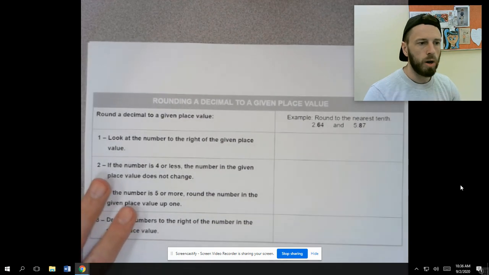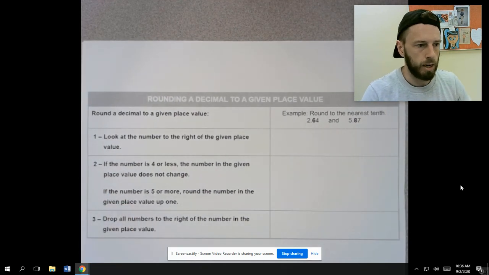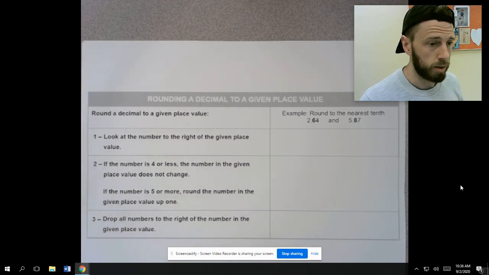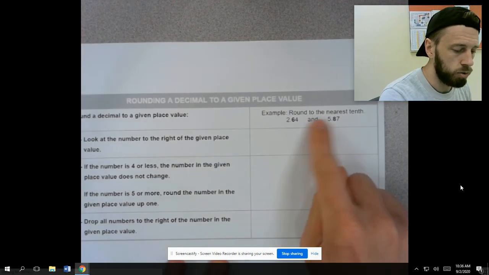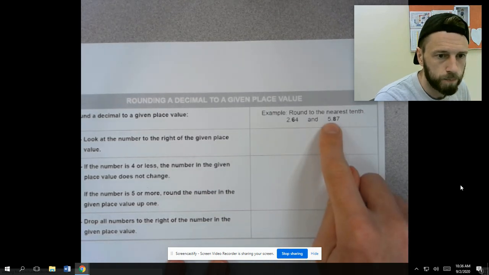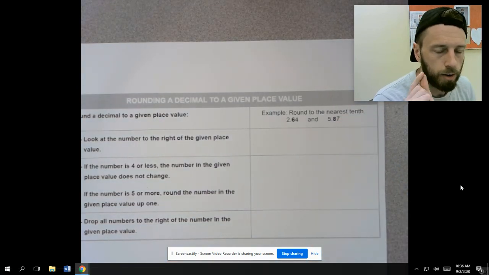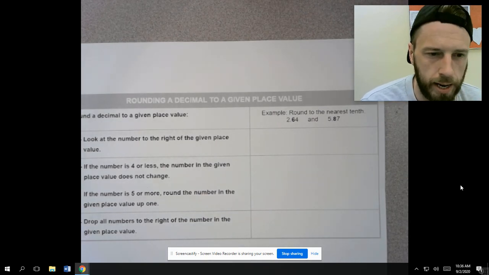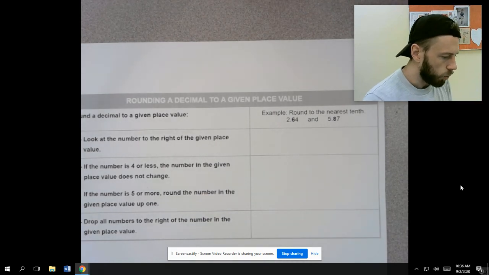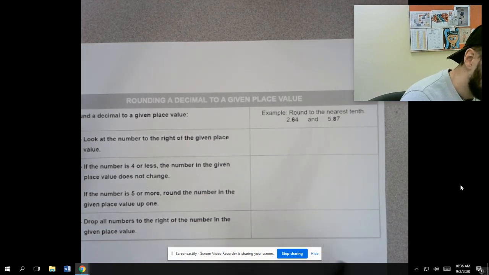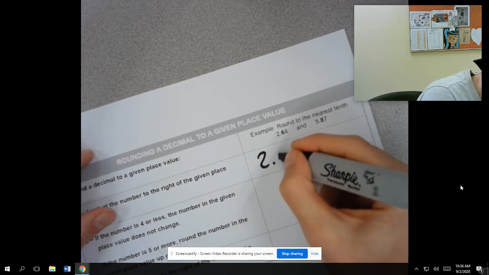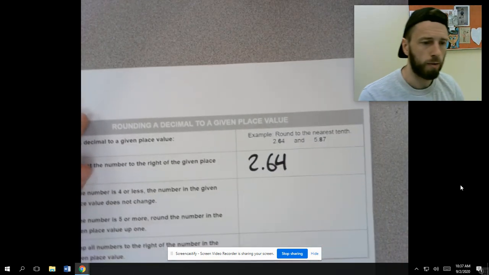Next, we're going to start talking about how to round a decimal. In order to round a given decimal to another place value, you got to know which place you're rounding to. So the example here is to round these numbers right here to the nearest tenth. Now, if you remember from yesterday on our place value chart, the tenths place is the place right after the decimal. So we need to look at the number to the right of the given place value. So the first number, let's just do 2 and 64 hundredths for our first one.